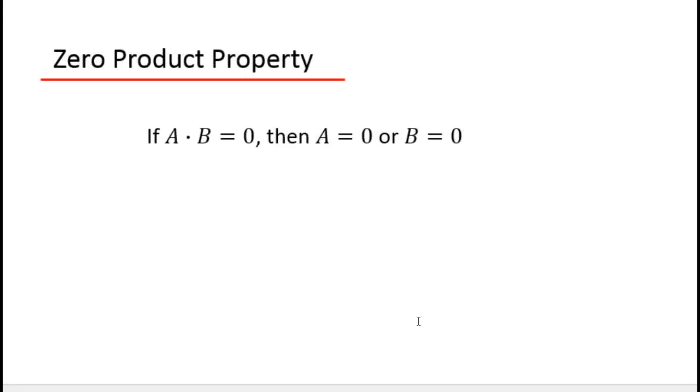We're going to go over the zero product property rule. I know we have already in one of our previous lessons. In this one, we just state that if a times b is equal to 0, then either a is equal to 0 or b is equal to 0.